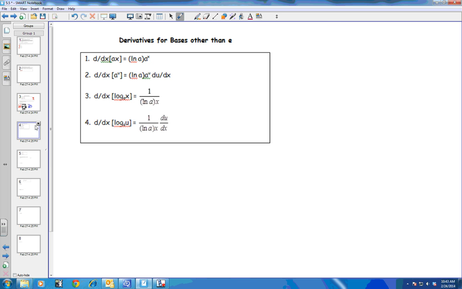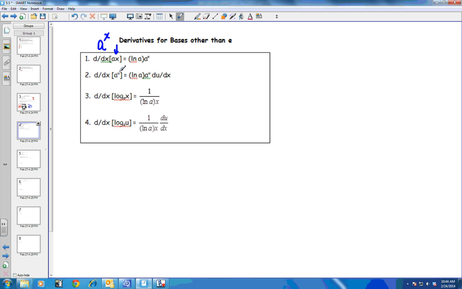So now they introduce some new derivatives. All right? Now it's very important. You have another typo on your paper. This right here should be written a to the x. So the derivative of a to the x is the natural log of a times a to the x.